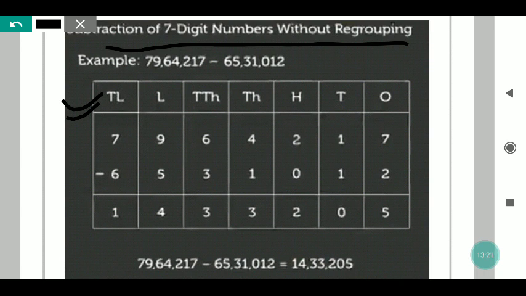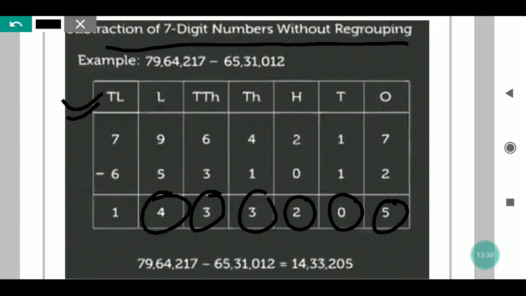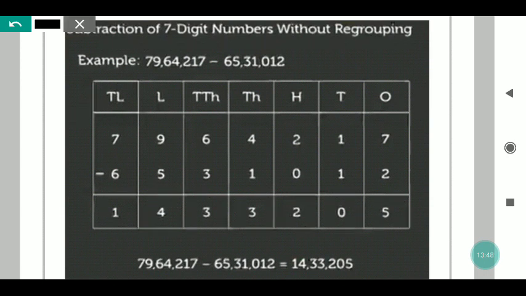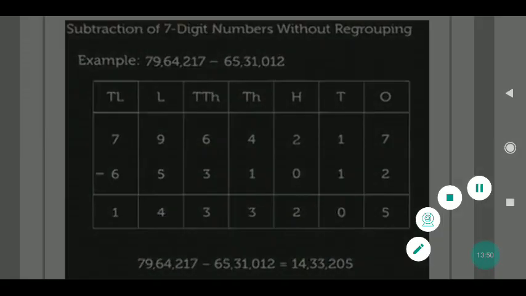7 minus 2, 5. 1 minus 1, 0. 2 minus 0, 2. 4 minus 1, sorry, 3. It's 3. 6 minus 3, 3. And 9 minus 5, 4. 7 minus 6, 1. So in this way, if we do subtraction, it will be easier for us. What we have to do? First we have arranged the numbers according to their place values. And then we have started. Then it will be easier for us.